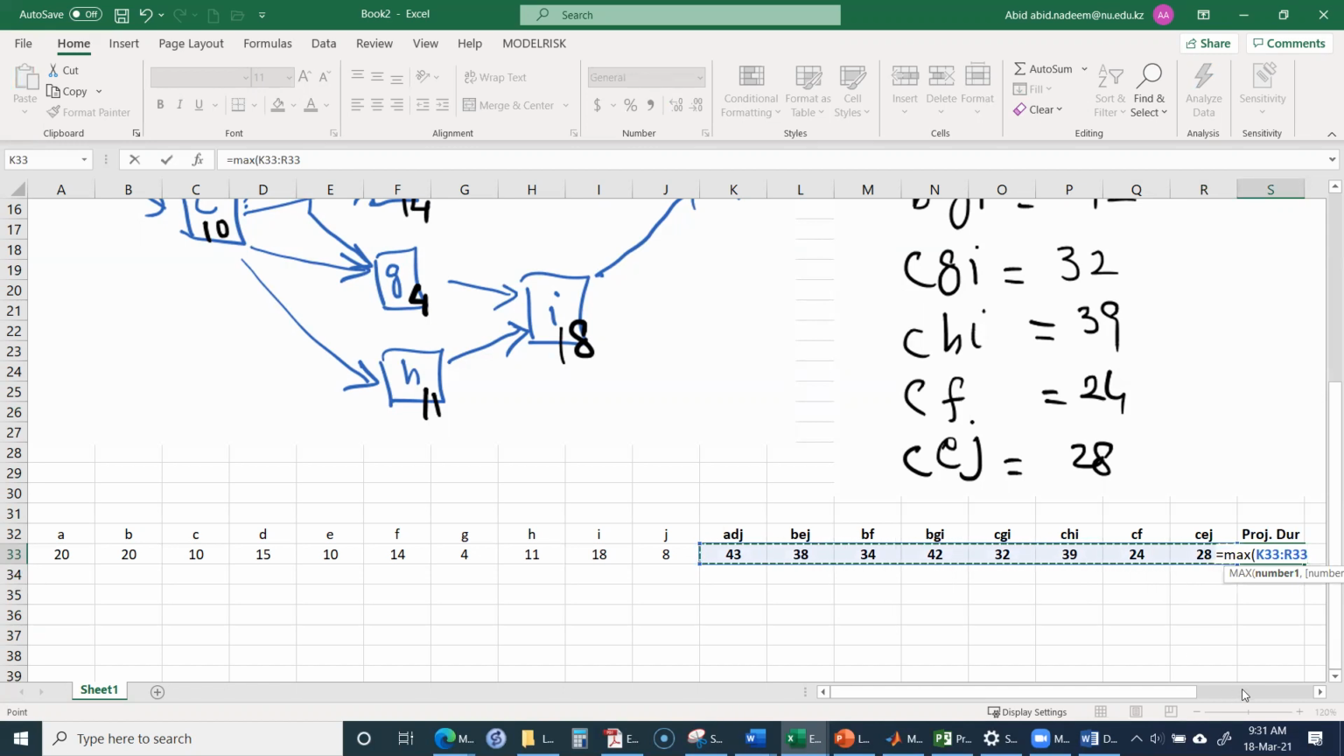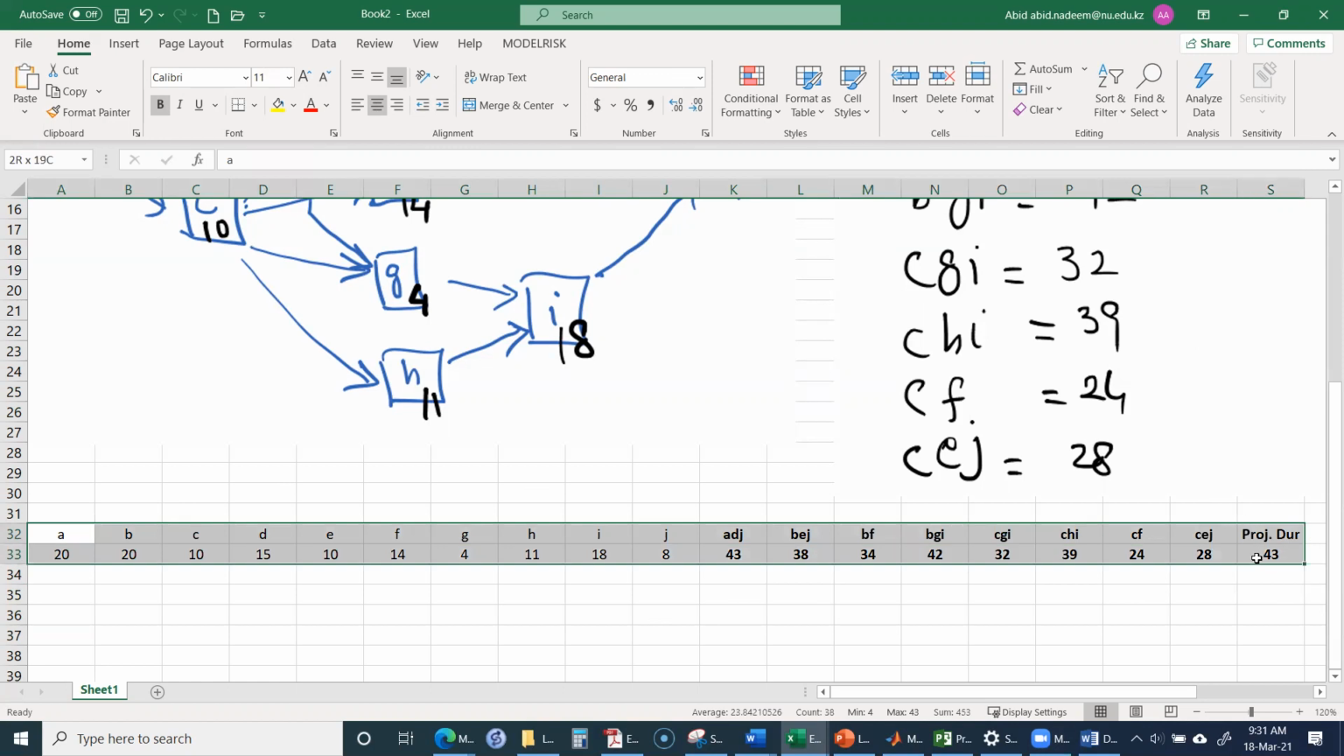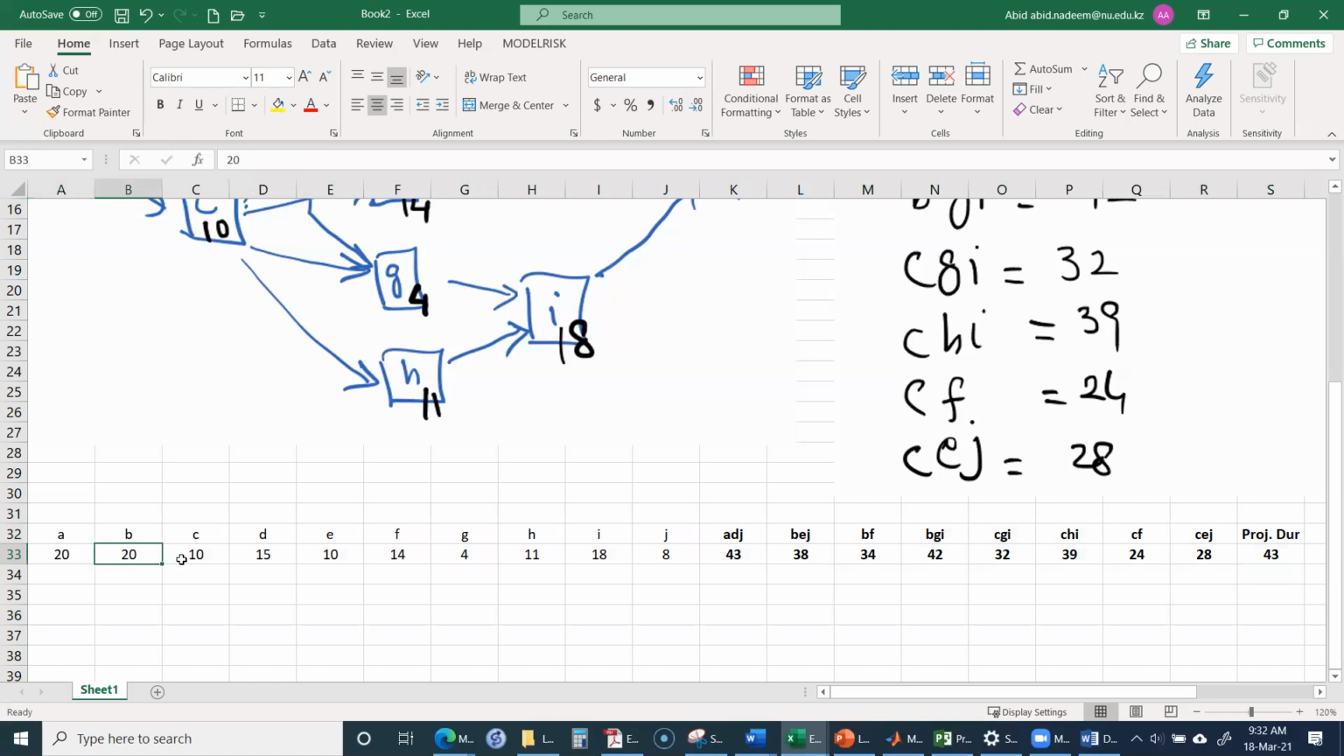So from this column K to this column R, K to R, this will be the maximum. So that will be the project duration. In this way, I have set up the spreadsheet for calculating the project duration. So now if I want to change something in this and then simulate the project duration, then I can do that.